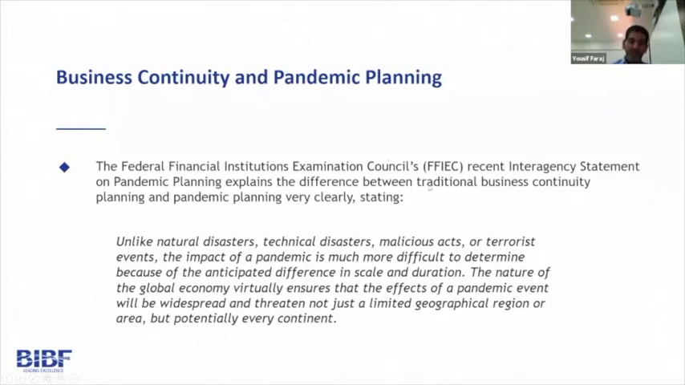Traditional business continuity is only focusing on one area. As I said, network, maybe heavy rain, power outage. All of these will come under business continuity planning, which touches only one area. But for business continuity for pandemic planning, we should consider the holistic environmental factors.